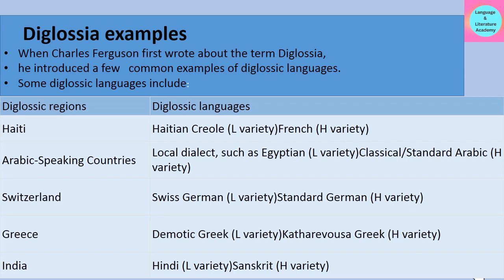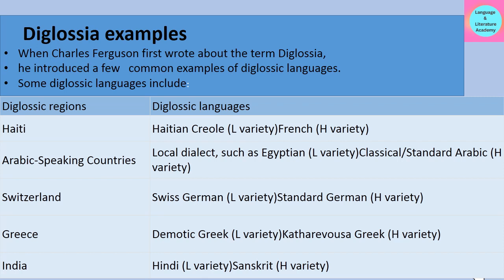Here you can see different examples of diglossia. When Charles Ferguson first wrote about the term diglossia, he introduced a few common examples of diglossic languages. Some diglossic languages include, here you can see the very first example, Haiti. In Haiti, Haitian Creole is taken as a low variety, and the French language is taken as an H variety.